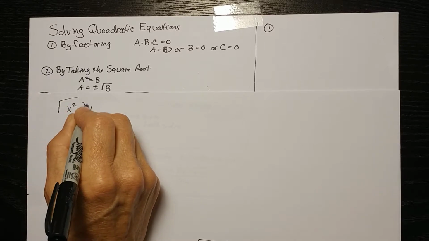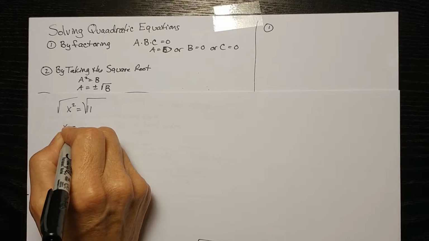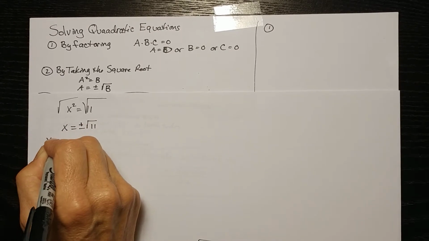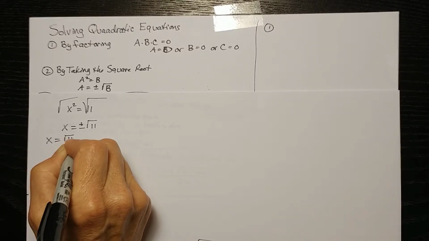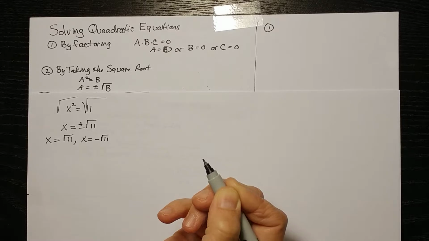So if I take the square root of both sides, the square root of x squared is simply x, and this will equal plus or minus the square root of 11. My two answers are x is equal to the square root of 11, and x is equal to the opposite, negative square root of 11.